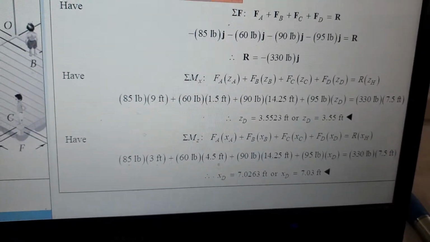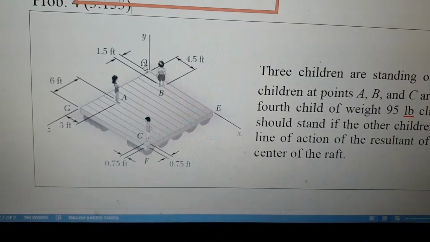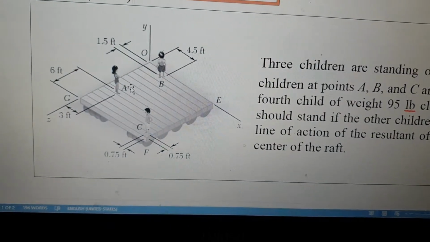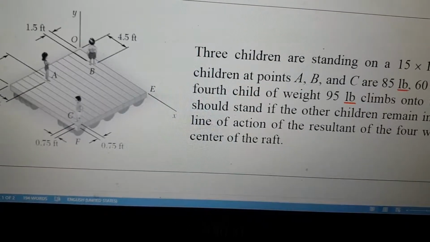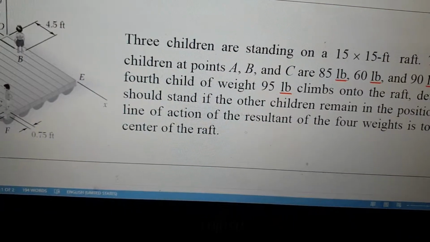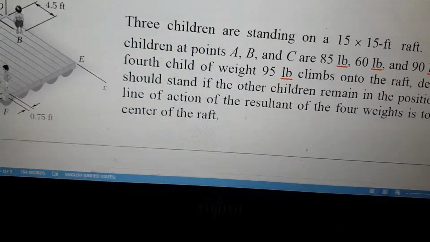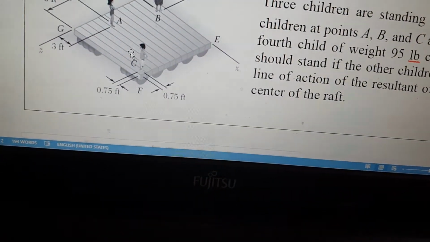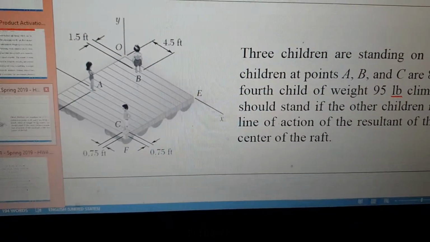Everything is going toward what? The y-axis. So minus 85, minus 60, and minus 90, and minus 95. Everything is going toward the y-axis, the j. So you add them all in one direction.